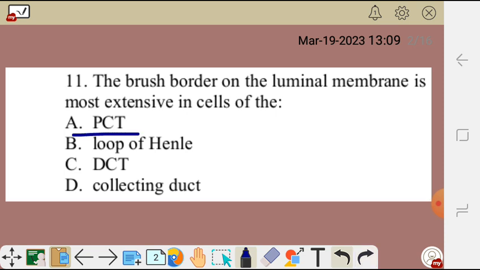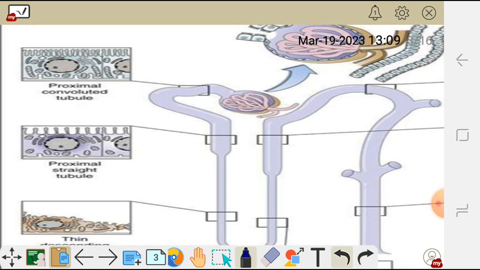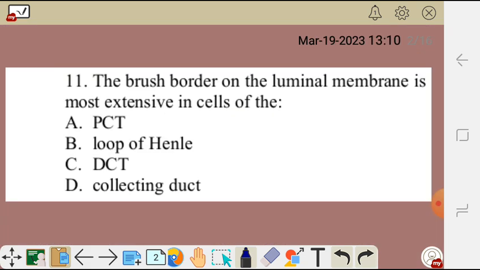In the proximal convoluted tubule, that's where you find brush borders. So we have the glomerulus there, and from the glomerulus, the first tubule is called the proximal convoluted tubule. In this proximal convoluted tubule, this is where you find most extensive brush borders. These brush borders are simply microvilli, finger-like structures on the surface of the proximal convoluted tubule. That's where they are most extensive.